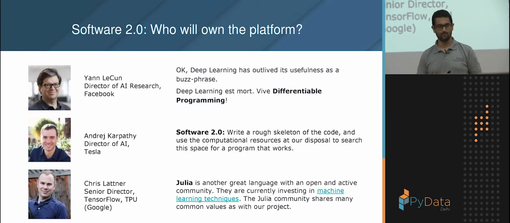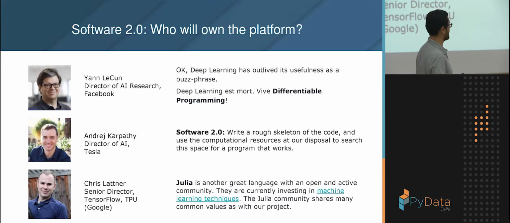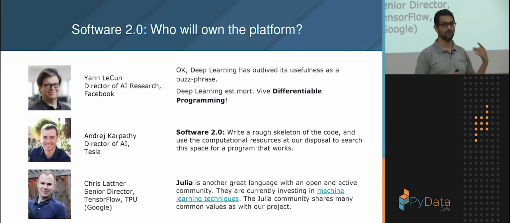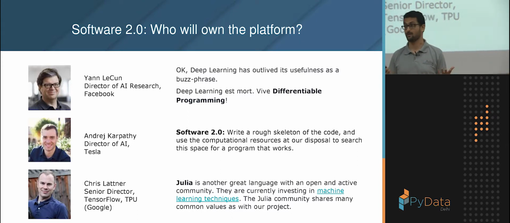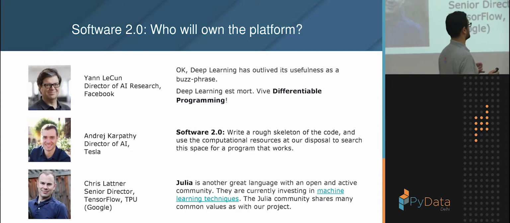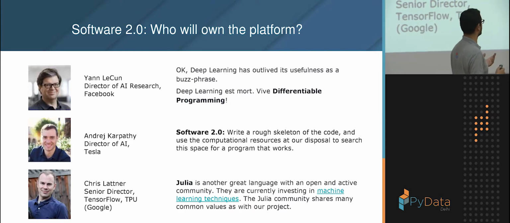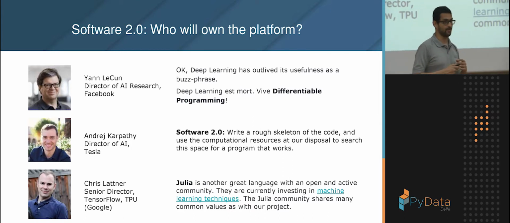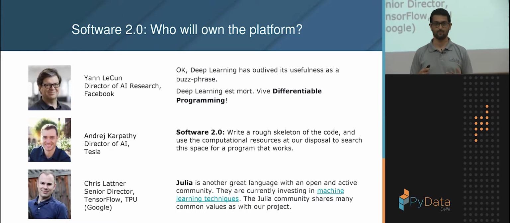There's a quote right there from Yann LeCun, who recently got the Turing Award, the highest award you can get in computer science, for his work on deep learning, and he said deep learning has outlived its usefulness as a buzz phrase. And what we really want is differentiable programming. So what is differentiable programming, right?